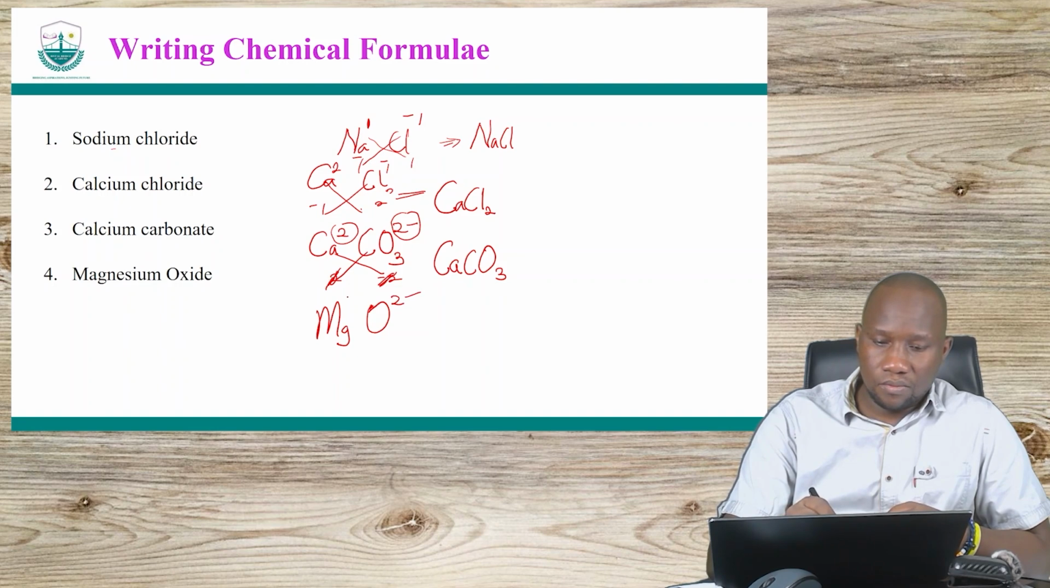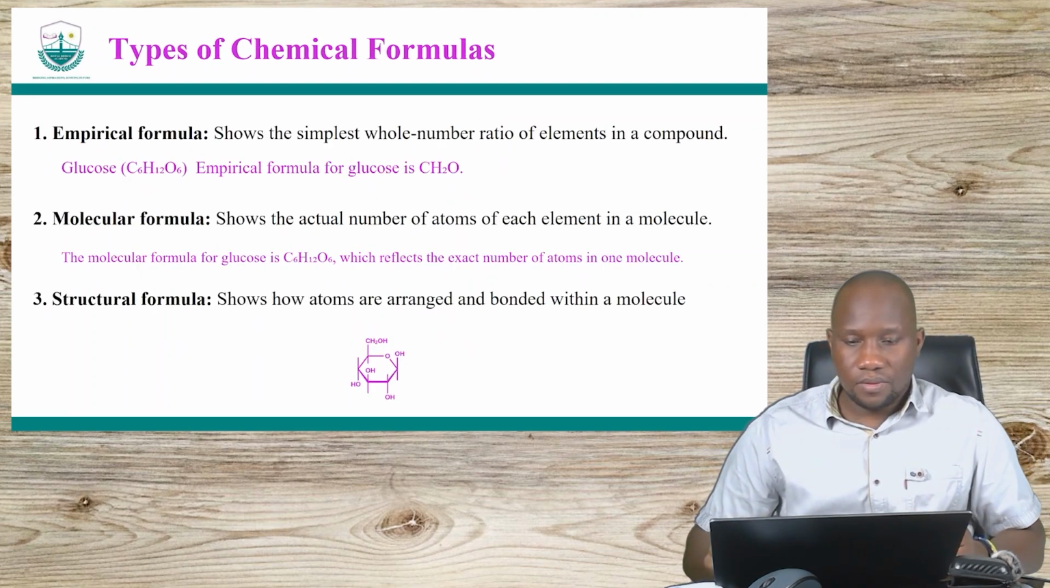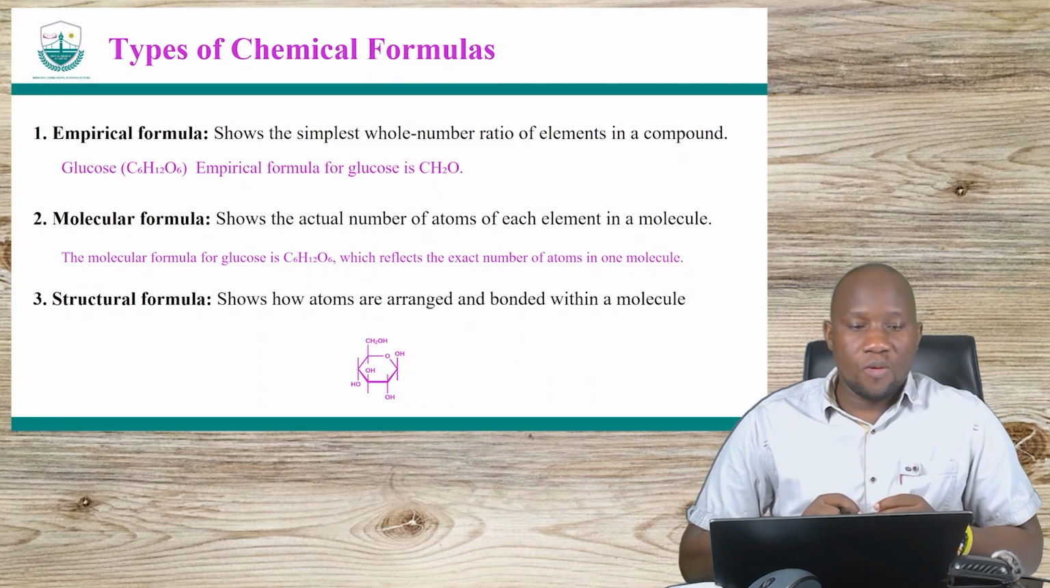Negative 2, this one 2. They basically cancel out. You have a 2 and 2, they cancel out here. So you have magnesium oxide. I hope that is clear.